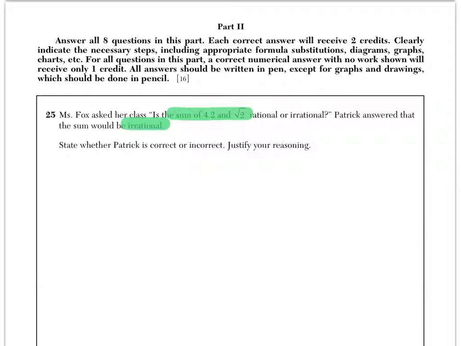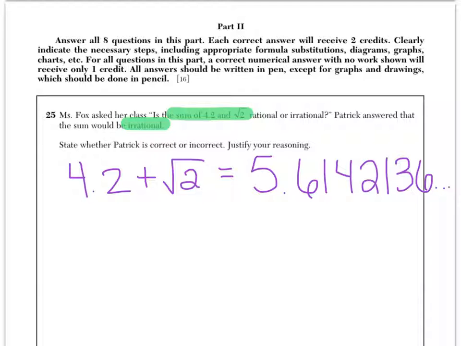Let's first show the sum. So we're adding 4.2 and the square root of 2, and that comes out to be approximately 5.6. And as you can see, this decimal does not end and it does not repeat. And the reason that it does not end or repeat is because of the square root of 2 here. So we know that this number here is irrational, so Patrick is correct.